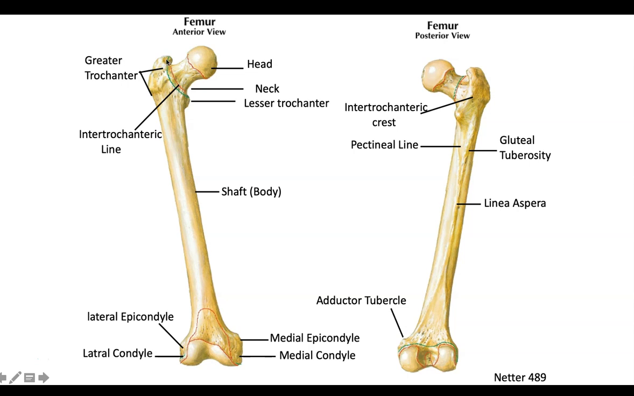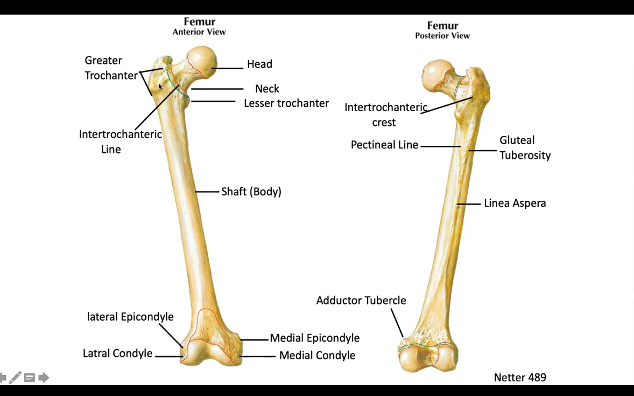The proximal end of the femur has a head, a neck, and two trochanters. Unlike the tubercles of the humerus, we call these trochanters, as these are larger than tubercles. So the proximal end has the head, neck, and the two trochanters, the greater trochanter and the lesser trochanter. The head of the femur is smooth and covered by articular cartilage, and it articulates with the acetabulum to form the hip joint.